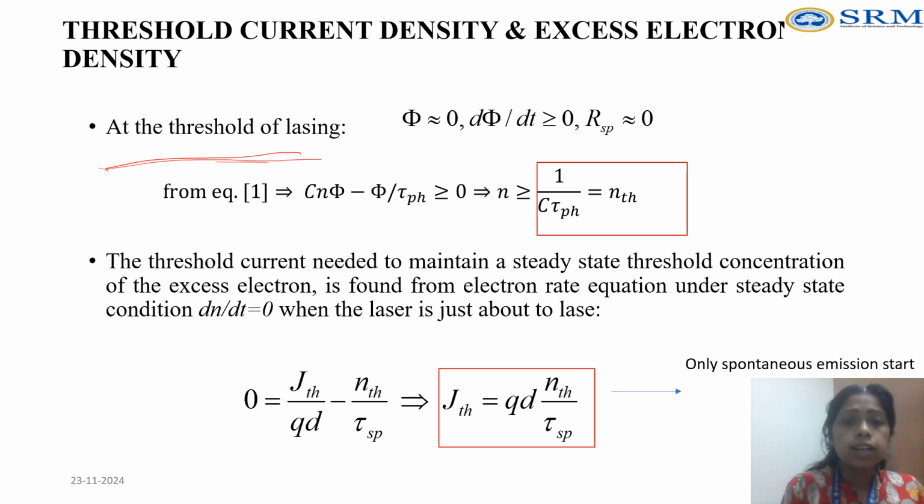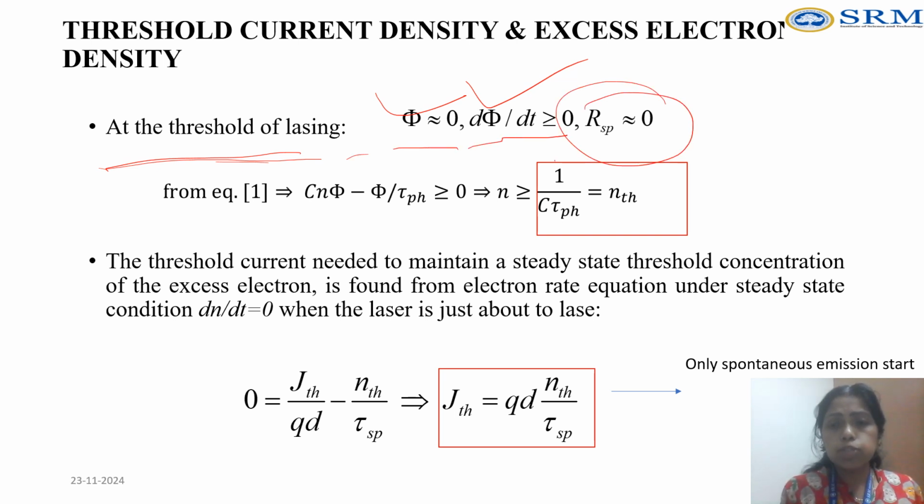Then the spontaneous emission rate is also zero, because this is the moment where the injection of electrons takes place. At that moment the photon number is also zero. The rate of photon change, you can write as d phi by dt greater than or equal to zero. And the spontaneous emission rate we have considered as zero only.